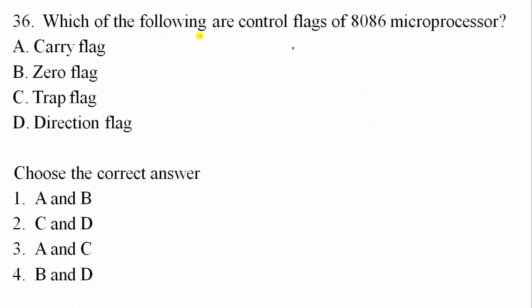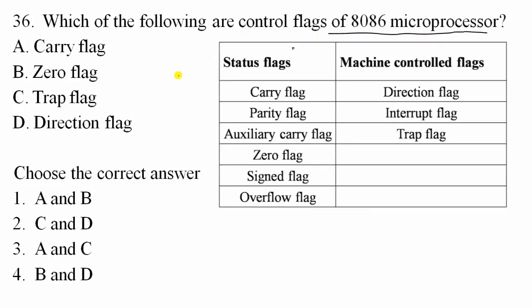36th question: which of the following are control flags of the 8086 microprocessor? We know that flags can be classified into status flags and machine control flags. The status flags are carry flag, parity flag, auxiliary carry flag, zero flag, sign flag and overflow flag, and the machine control flags are direction flag, interrupt flag and trap flag. So the direction and trap flags are machine control flags. So the corresponding option is option 2, which is correct.